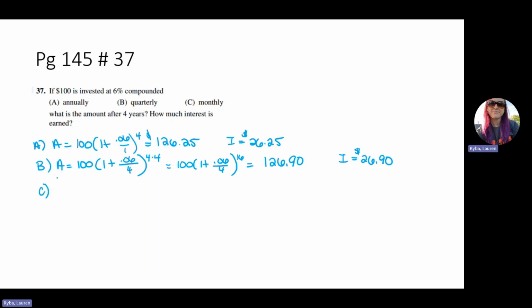For C, monthly, I will now take my interest rate and divide by 12 because there are 12 months in a year. So I earn interest 12 times a year for 4 years for a total of 48 times. So my exponent is 48. Again, go to your scientific calculator. This one's going to be $127.05, which means the interest I earned was $27.05.